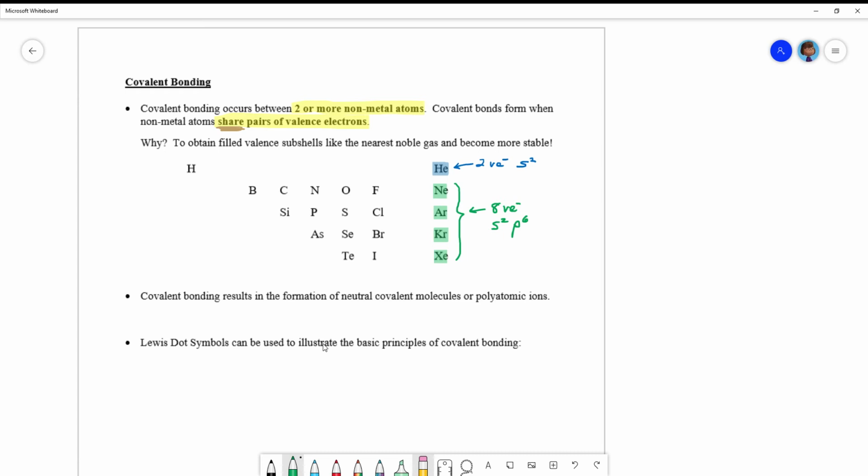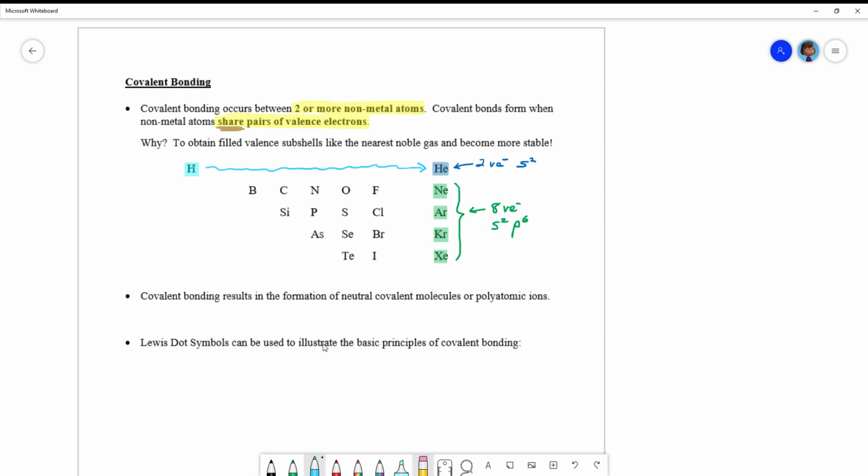And of course, we know that these elements are very stable, and that other elements would like to mimic this behavior. Now, let's take, for example, hydrogen. Hydrogen only has 1 valence electron. It's an s1 configuration. So when hydrogen forms covalent bonds, the goal of hydrogen is to end up with the same configuration as its nearest noble gas, which happens to be helium. So hydrogen wants to mimic the behavior of helium when it bonds.